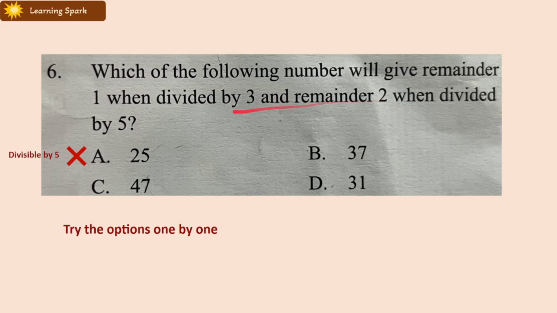And then if we divide it by 5, 5 sevens are 35, right? So 35 and 2 will be the remainder. So this number is meeting both the criteria. B will be the answer, and therefore we don't have to calculate C and D. So B is our answer.